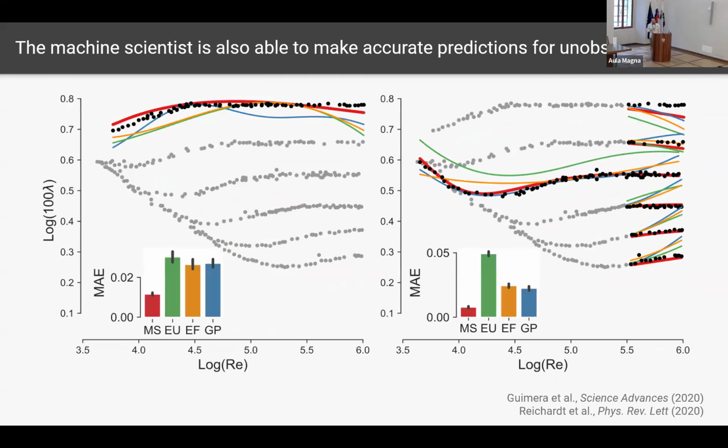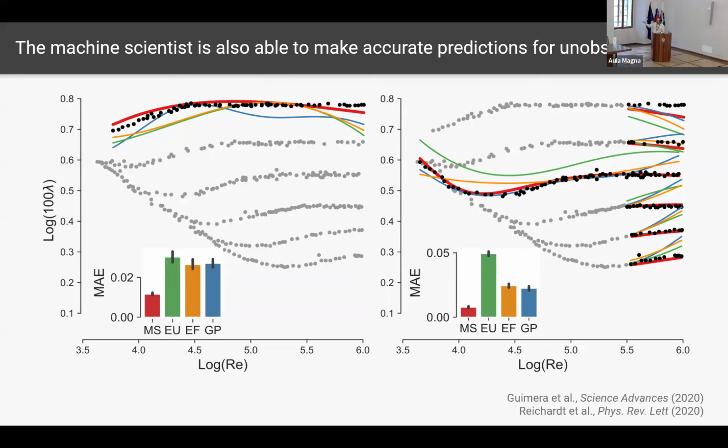The first one is whether we can use this to make predictions outside the training region. Okay, so in this case here, we train the machine scientist with the gray points, and we ask it to make some predictions outside of the training range.